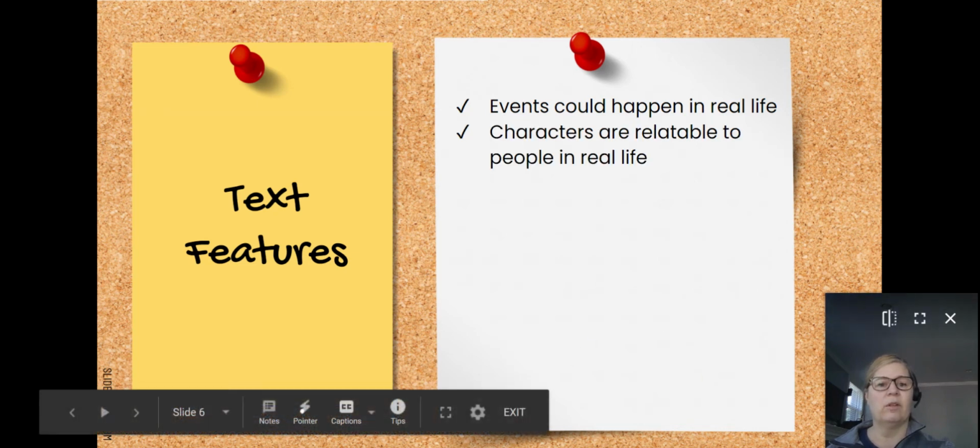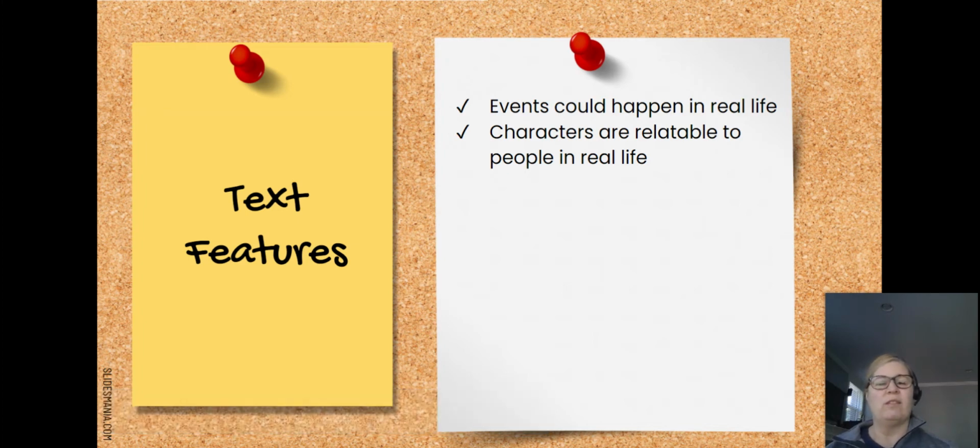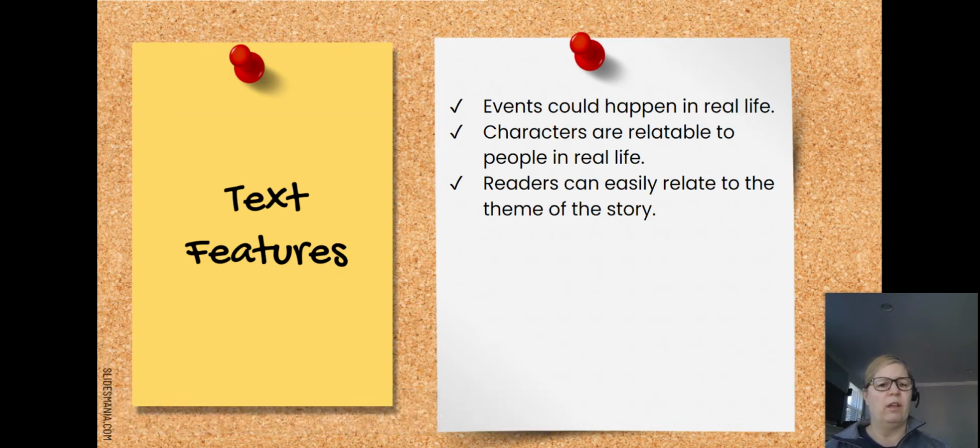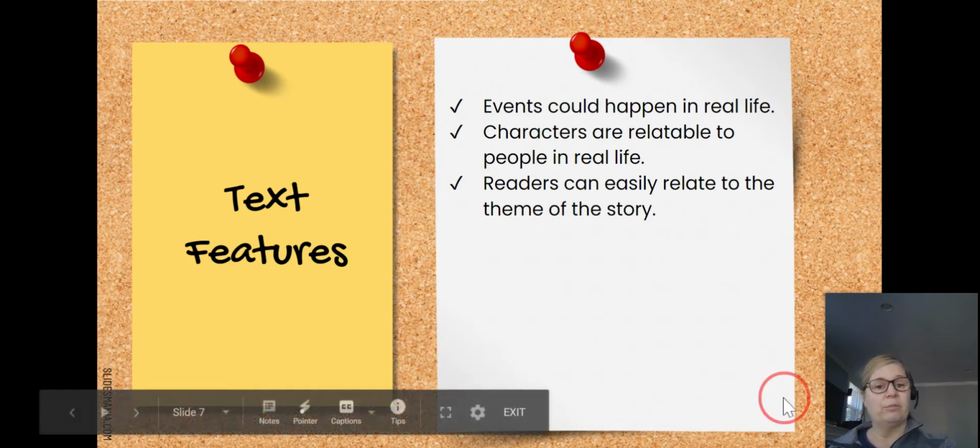Characters are relatable to people in real life. So Chase doesn't know who he is, but some people are afraid of him. Have you ever been afraid of anybody? That's real life. Let's try our next one. Readers can easily relate to the theme. So if someone's reading your story, if it's about family, could they relate to your family stories? Could they relate to friendships or bullying? All those themes are something that a person reading your story could relate to.